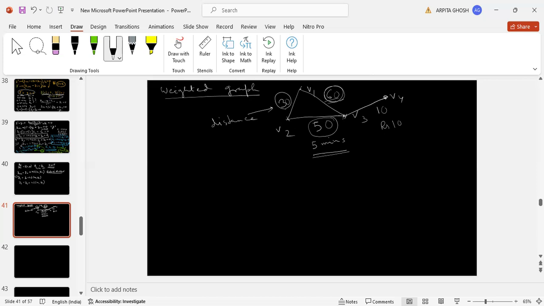Now, suppose we have to find the shortest spanning tree of this graph. What will be that one? Shortest spanning tree. Spanning tree means what? Orijit, what do you mean by spanning tree? Last class we discussed about it. Bolo. What do you mean by spanning tree? Spanning tree means, Orijit?